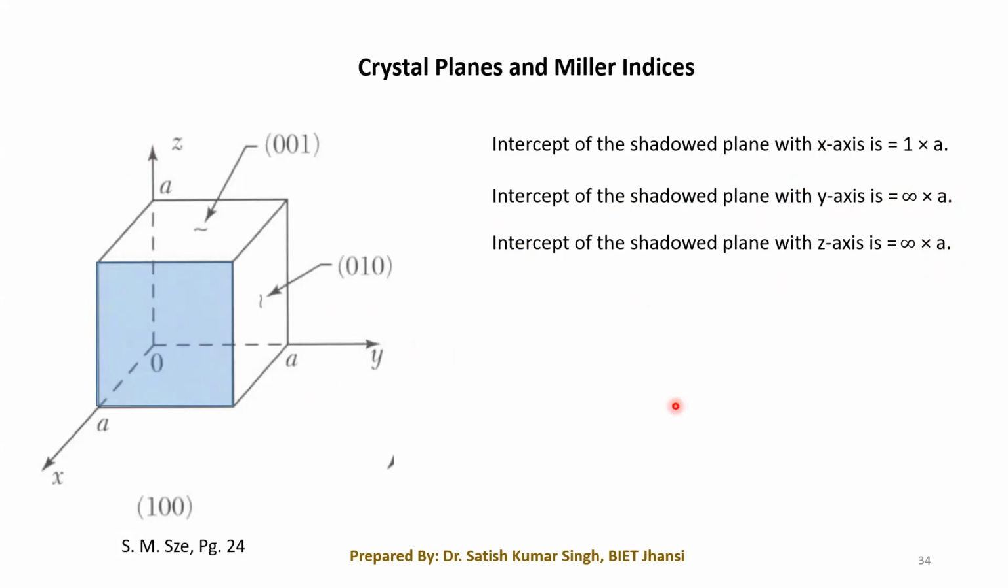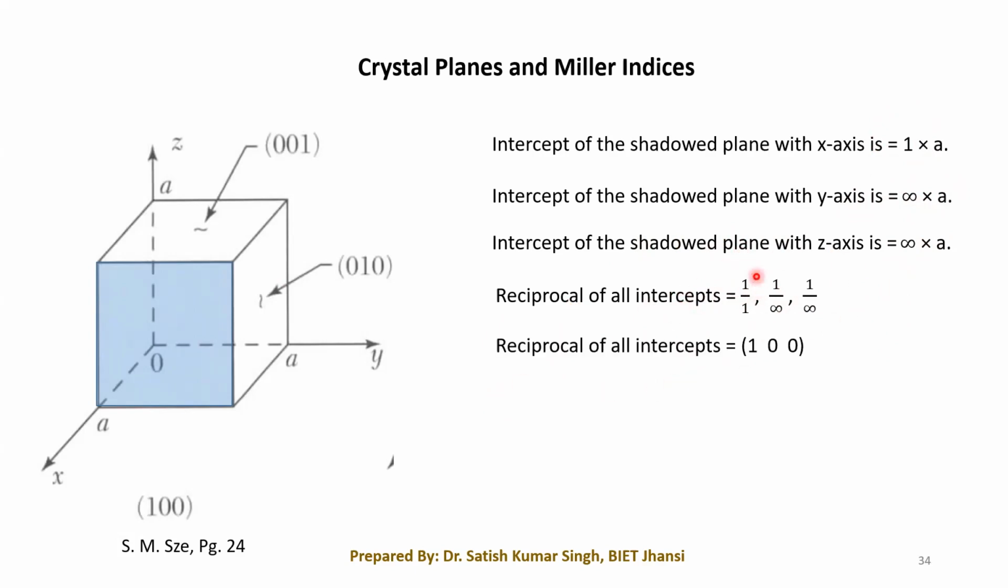Now to get the designation, first of all we need to get the Miller indices for this particular plane. How to get these Miller indices? We need to calculate the reciprocal of all these coefficients. We have the coefficients for the intercepts as 1, then infinity, and then infinity. So we calculate the reciprocal of all intercepts: 1 upon 1, 1 upon infinity, and 1 upon infinity. Once we calculate this, the first value is equal to 1, the second value becomes 0, and the third becomes 0.